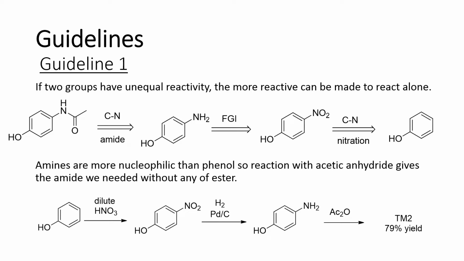Here the competition will be between the NH2 and OH of this molecule, whether the OH will react and form an ester, or the NH2 will react and form the amide linkage. So as the amines are more nucleophilic, the NH2 group will react with the acetic anhydride to give the target molecule in 79% yield.